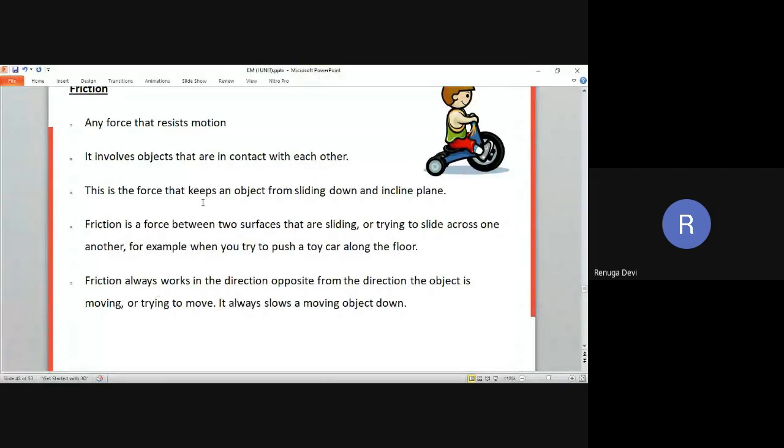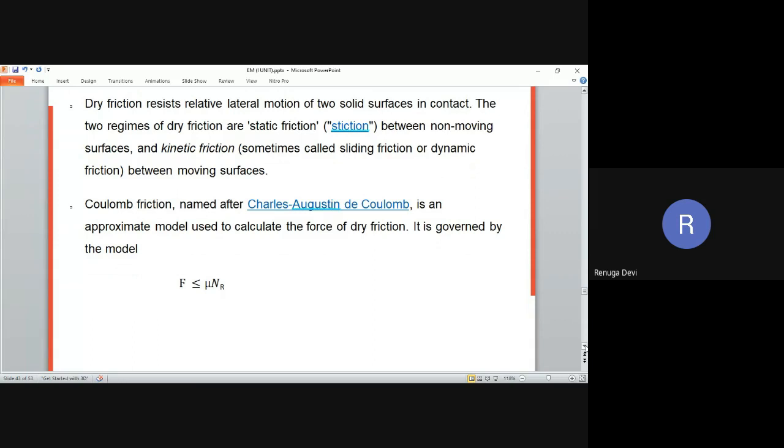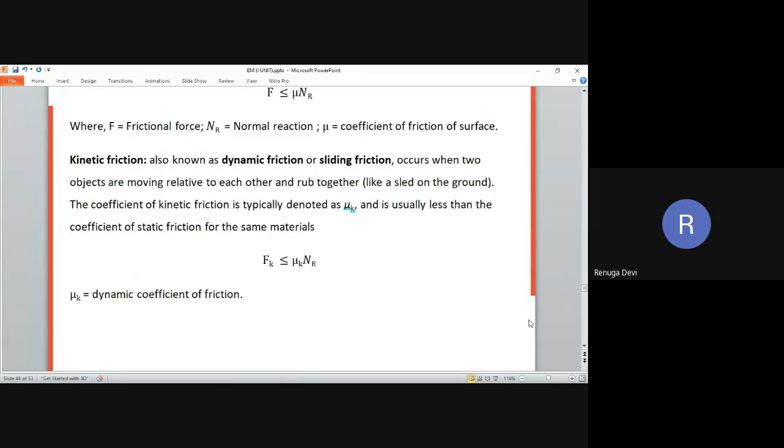Yes, so this is one more thing. Friction always acts in the opposite direction. And now you just see how it works. This is where F equals mu N. F by N equals mu. The coefficient of friction plays a major role. Friction is always divided into two categories: static friction as well as dynamic friction. And now you just see the next one.